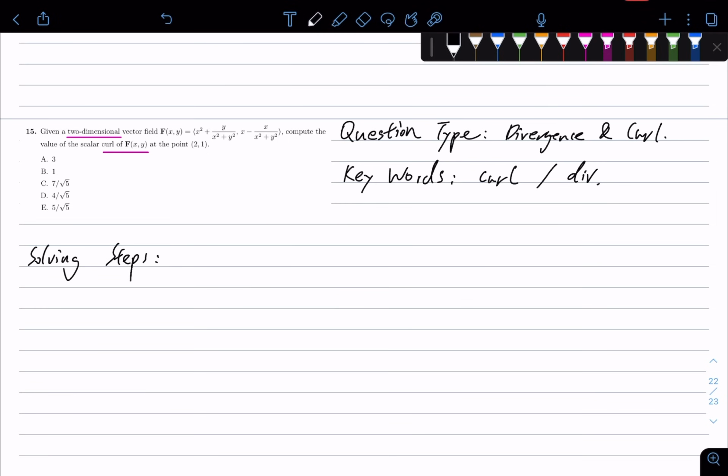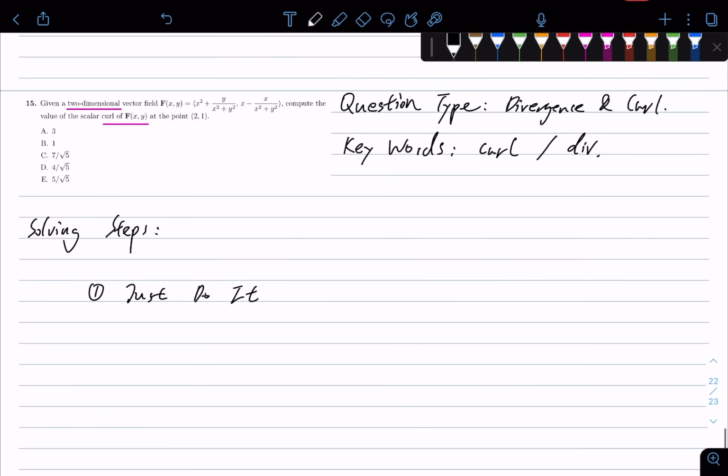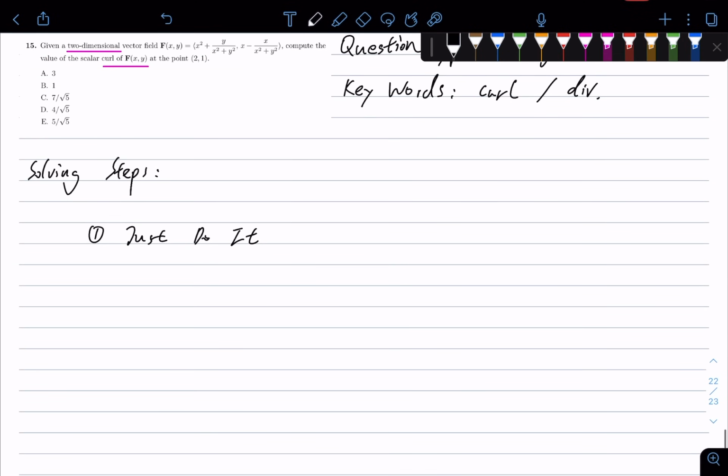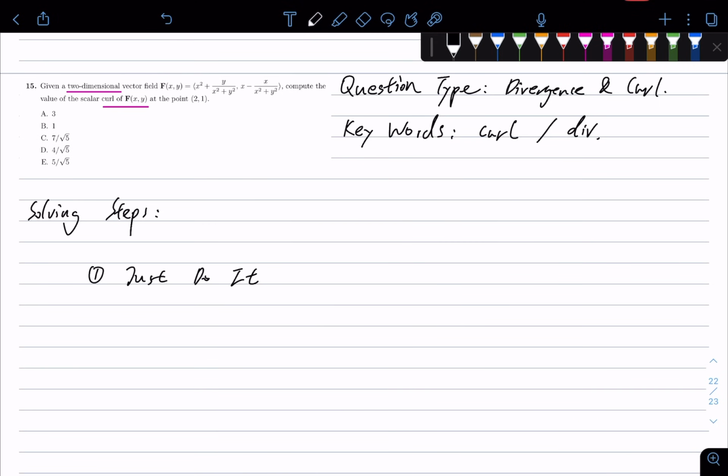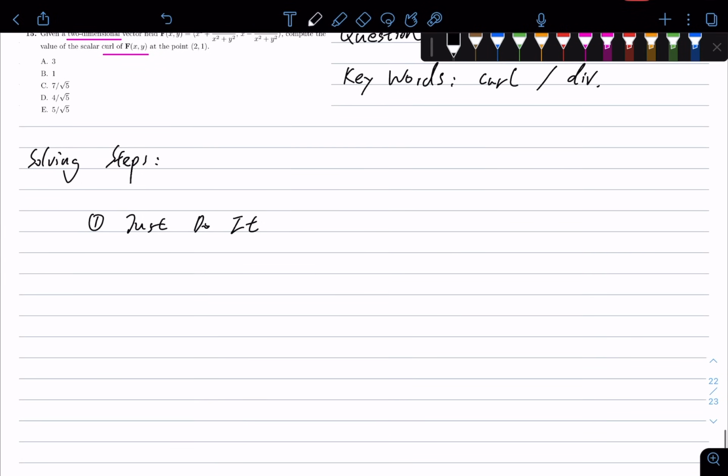So the solving step here is what I call just, just do it. Right, so this is a very, very fundamental and definitional problem. But what's interesting about this question is, it's asking for a scalar curl for a two-dimensional vector field. So I'm going to show you something that's a little bit different, and then show you a little bit of derivation of how it came to be.